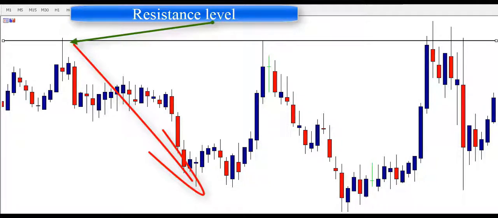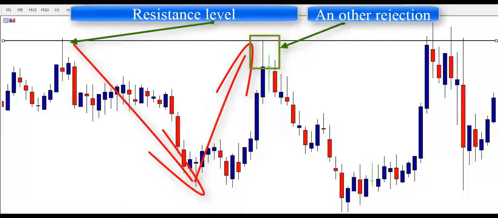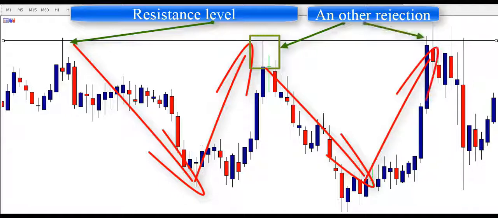So this area is considered a resistance level because at this point, buyers were rejected by sellers and the market reversed. When the market comes back again to test this level, we can predict another strong move down. Look at what happened here. The market rejected again and respected the resistance level. And the same thing happened here again. So an obvious rejection point followed by a strong move down can help us identify a resistance level.